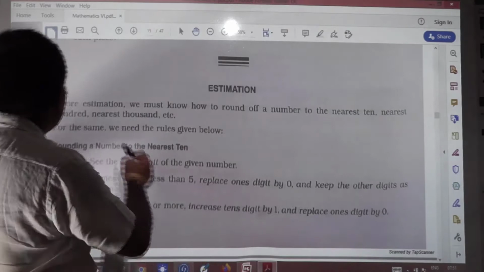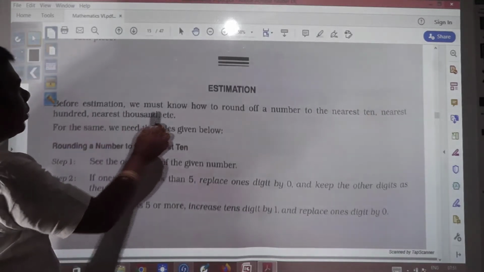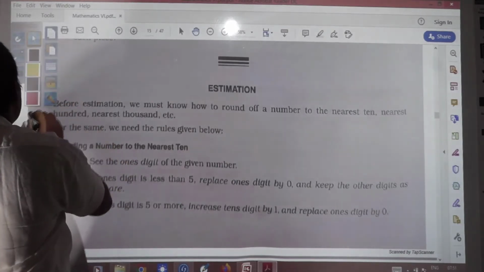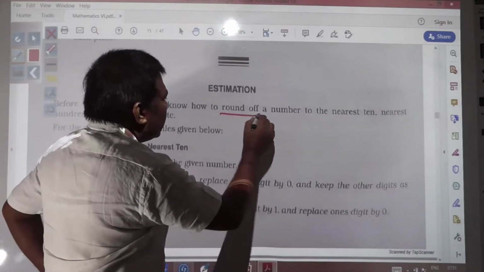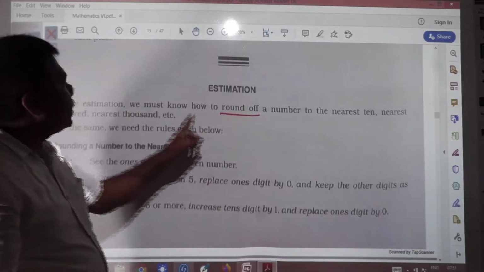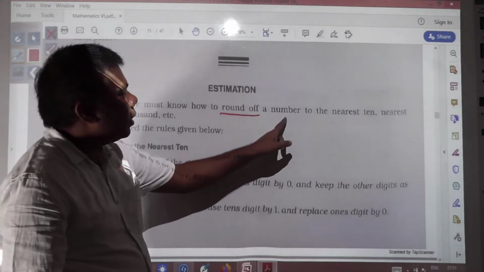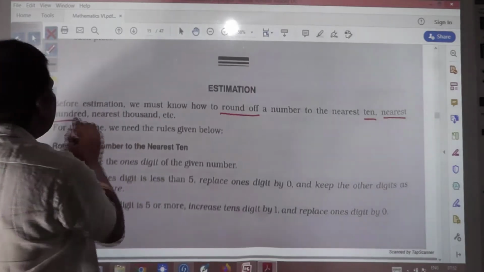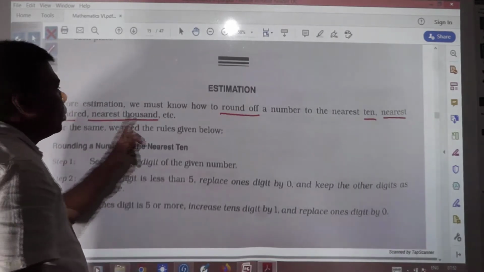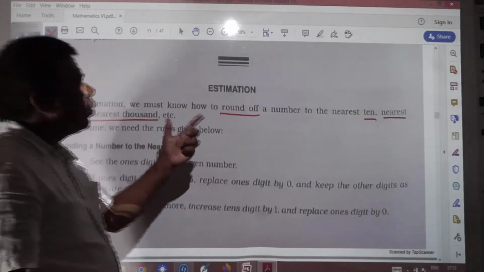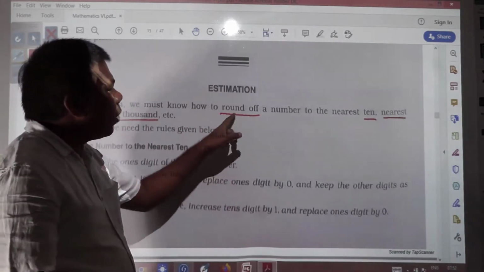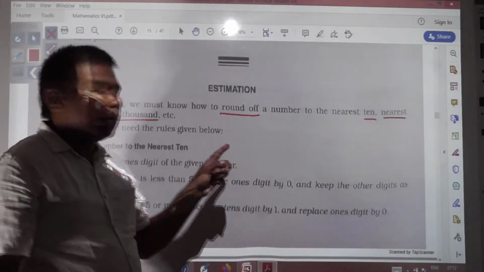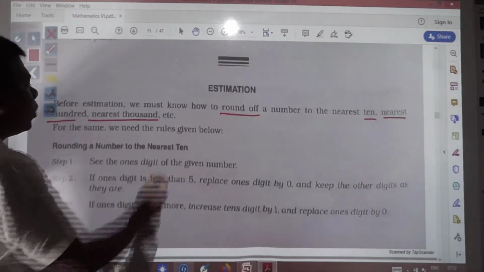So here you see what has been written. Before estimation, we must know how to round off. So you need to understand how to round off. We must know how to round off a number to the nearest 10, nearest 100 and nearest 1000. So before knowing what estimation is, you need to know rounding off to the nearest 10, nearest 100 and nearest 1000, etc. For the same we need the rules given below.